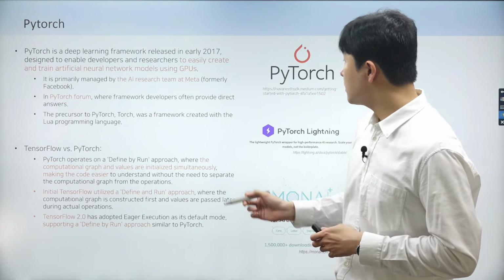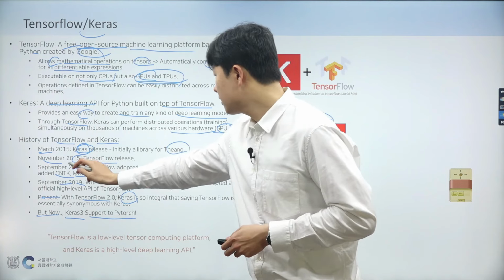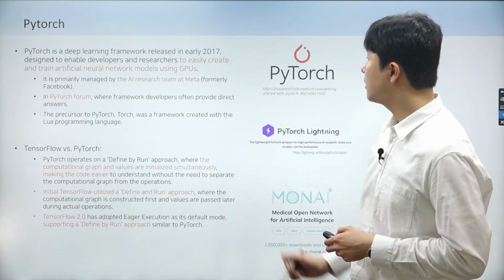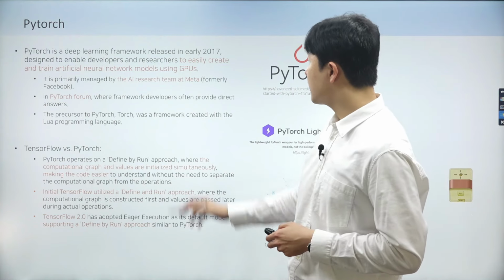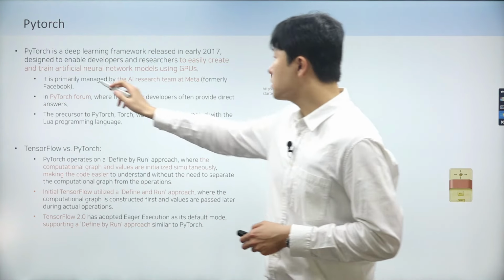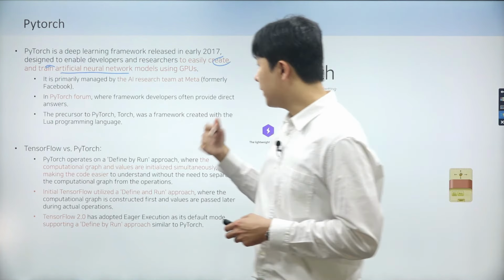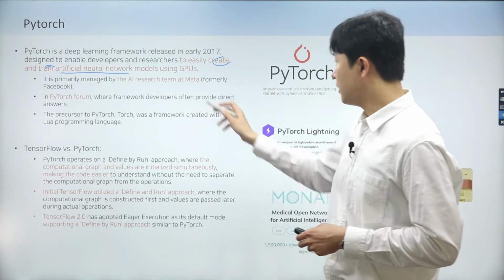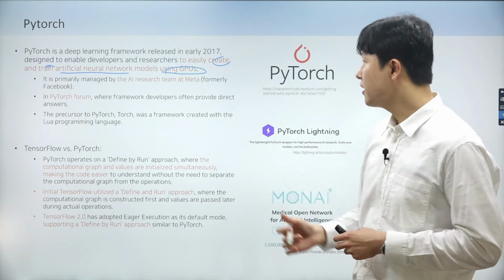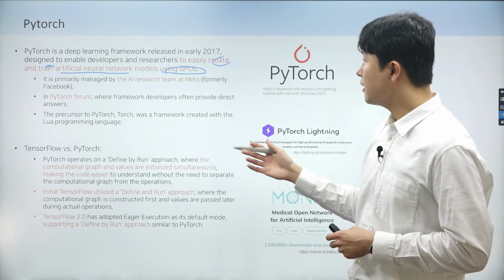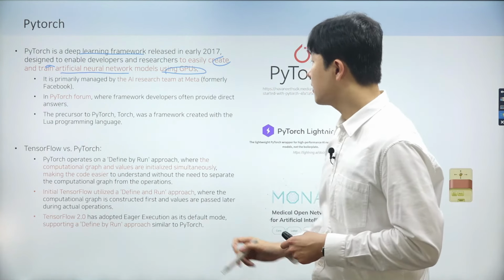If we take a look at the period when it was developed, TensorFlow was developed in 2015, and 2 years later, PyTorch was released. So PyTorch is a deep learning framework released in early 2017, designed to enable developers and researchers to easily create and train artificial neural network models using GPUs as well as CPUs. And to recap what these tools do, these tools were created to streamline machine learning workflows, from designing and training models to deploying them in production.